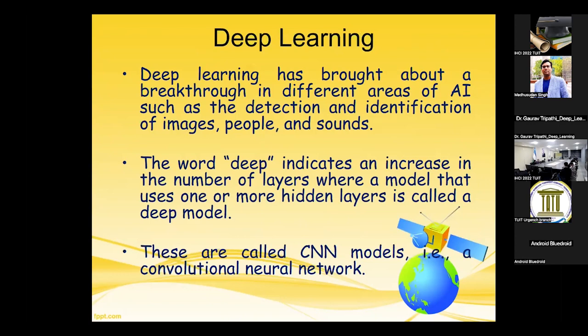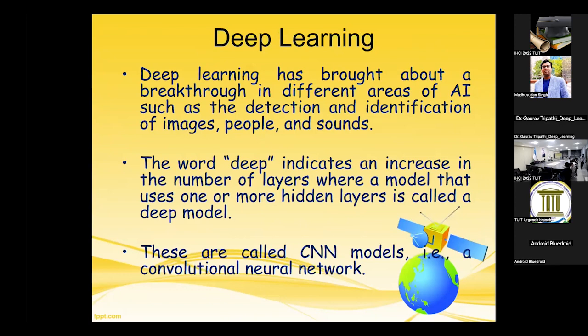Now we need to combine it with this recipe of deep learning. So what does deep learning add to the stack? Deep learning has brought about a breakthrough in different areas of AI, such as detection and identification of images, people and sounds. In fact, it is being used for so many purposes. The latest are diffusion models, such as those on Hugging Face and the OpenAI Playground, DALL-E, and so on, which are tremendous text to image generation models.